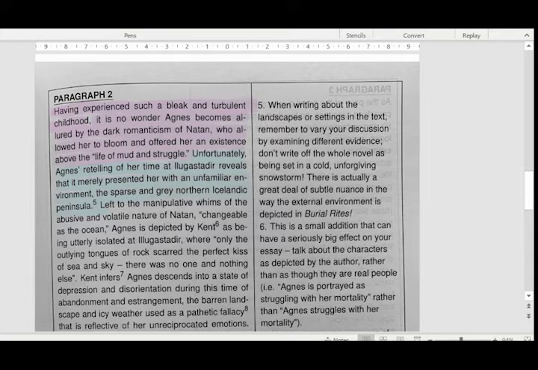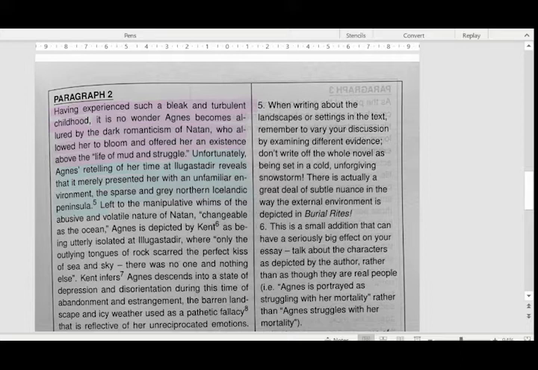So the note on the side here says, when writing about the landscapes of the text, remember to vary your discussion by examining different evidence. So don't write the whole novel off as being set in a cold, unforgiving snowstorm. There is actually a great deal of subtle nuance in the way the external environment is depicted. So basically what this means is don't just keep saying the same thing. Because this whole essay is about the landscape, right? If you're going to write a whole essay about landscape, don't describe it the same way every single time.